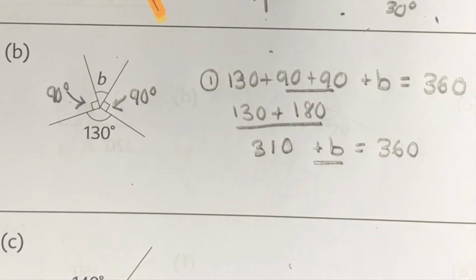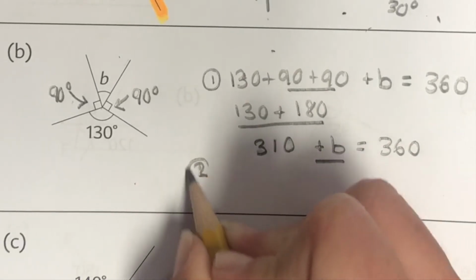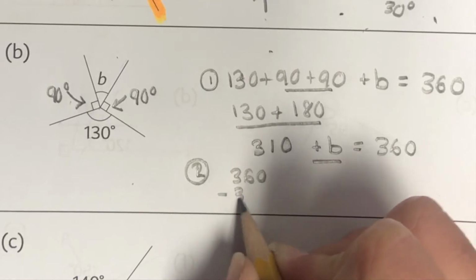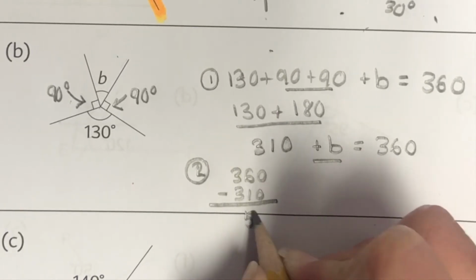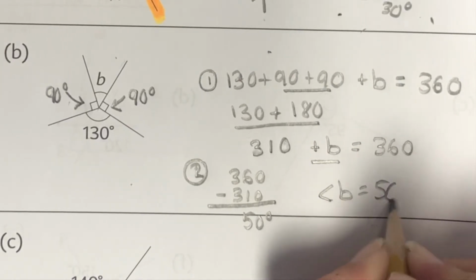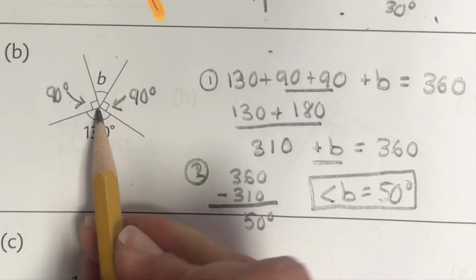How do we find this missing part? Well, we're going to have to subtract, right? So I'm going to have to subtract 310 from 360, and I get 50 degrees. So angle B equals 50 degrees, and we figured that out using the rule of sum of angles at a point.